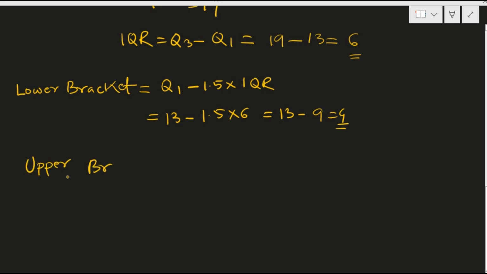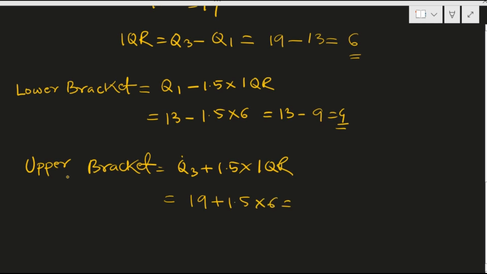And the upper bracket value is nothing but Q3 plus 1.5 into IQR. The Q3 value we have is, I think, 19, right? And then 1.5 into 6 is 9. 19 plus 9 is 28. Now see, we got the lower bracket and the higher bracket.